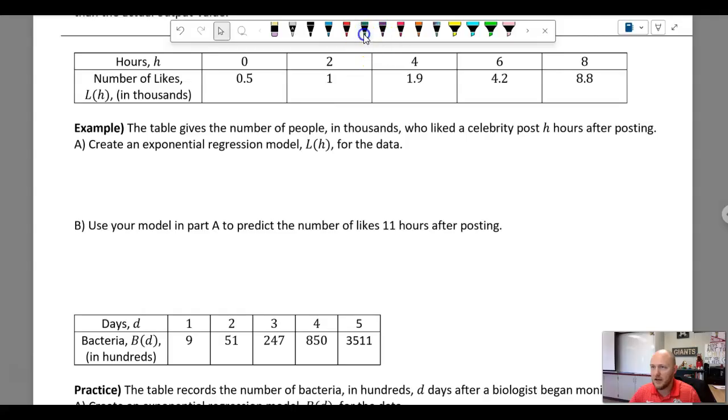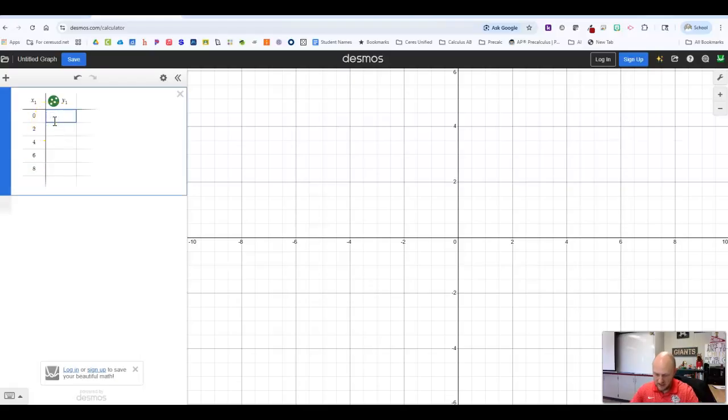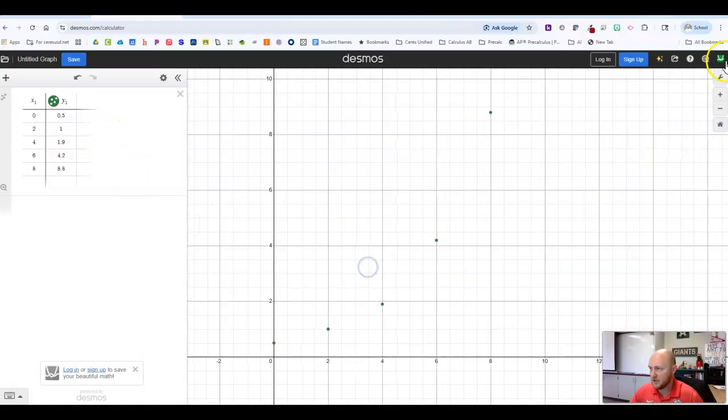So I'm going to go to Desmos, and Desmos is really easy to create a regression. All you need to do is add a table. Again, click the plus icon, click table, and then you can enter the data. So 0, 2, 4, 6, 8, and our data was 0.5, 1, 1.9, 4.2, and 8.8. So I have my information in, and you can see it graphed over here.